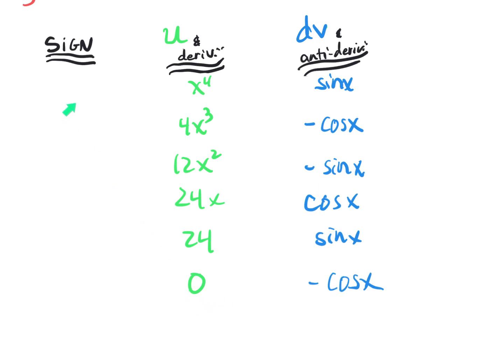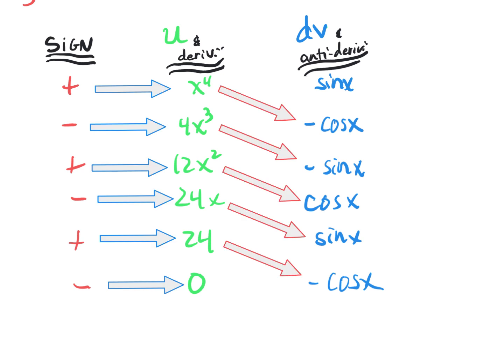All right, and in the side chart, we always begin with positive, and we just toggle between positives and negatives in the same rows as we did the u's and the dv's. All right, at this stage, we are going to start with the plus sign and go straight across and then angled down. So we have a positive x to the fourth times negative cosine of x. Next term, a negative 4x cubed times a negative sine of x. So we have a positive.